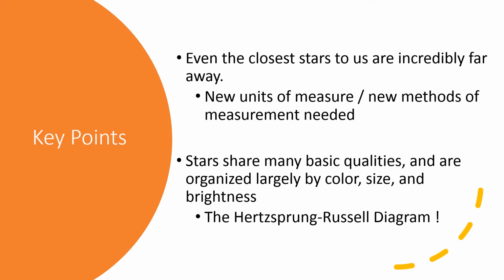But because of the vast distances between stars and galaxies, we actually had to come up with a new unit of measure, and that's going to be the light year, and also new methods of measuring the distances themselves. And also, stars actually share quite a few basic qualities and are organized largely by their color, their size, and their brightness. And we'll use the Hertzsprung-Russell diagram to visualize this.